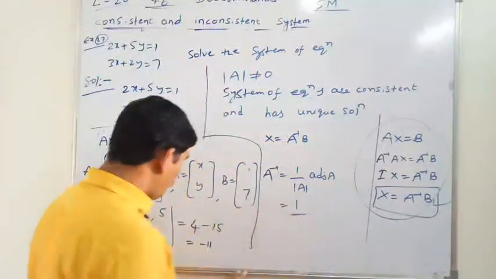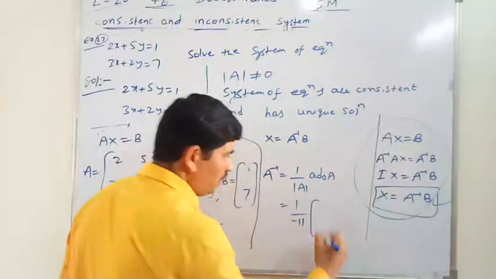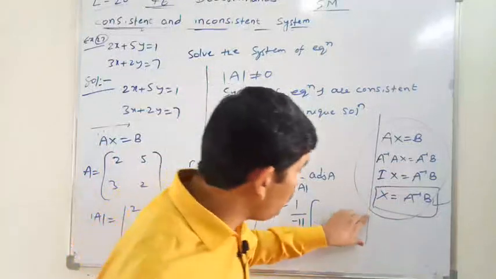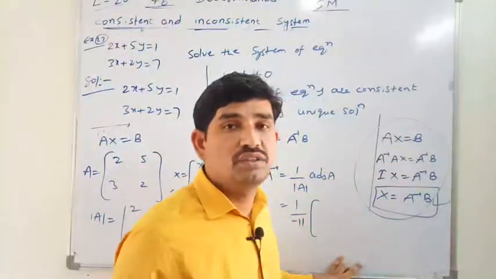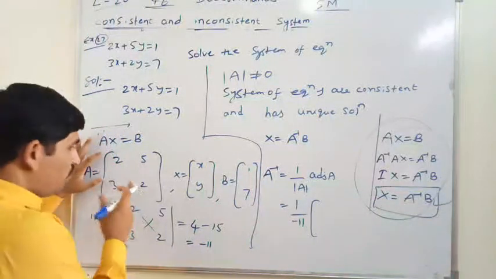So 1 by determinant of A, whose value is minus 11, into adjoint A. Writing the adjoint A for a 2 by 2 matrix is a very simple one. See this matrix, I will complete it within 1 second.